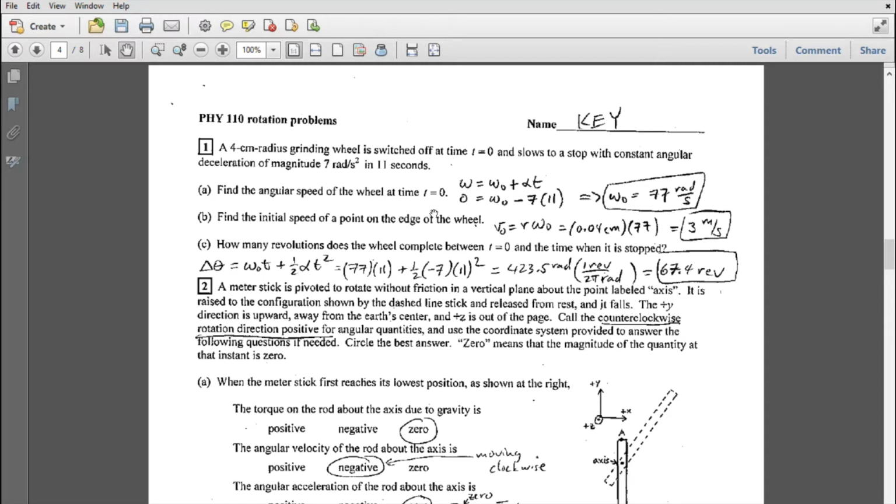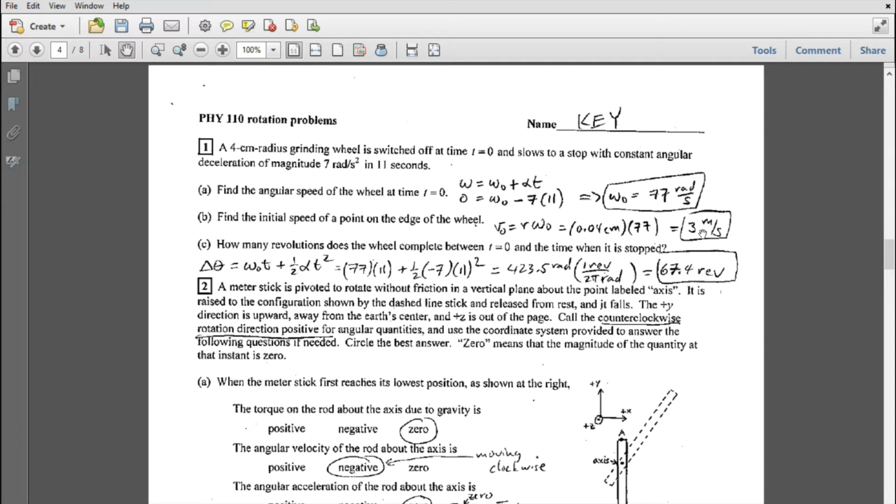Find the initial speed of a point on the edge of the wheel. There we can just use v equals r omega for the relationship between linear speed and angular speed, and the relevant r is the radius of the wheel. In this case, 4 centimeter radius. So I put that, oh, this is a typo. That I converted to meters there, so that should say meters instead of centimeters there. But looks like I'm doing the right calculation there, so that's 3 meters per second.